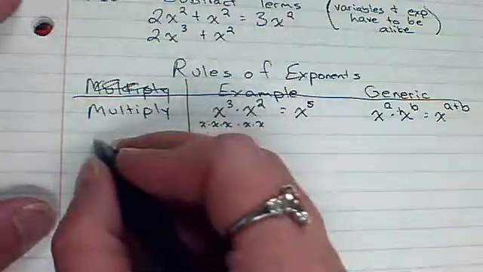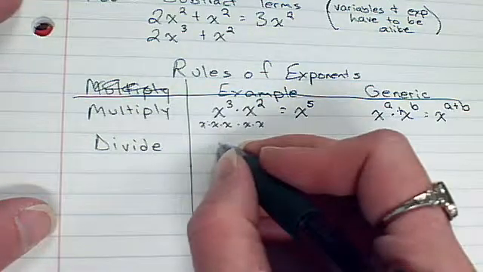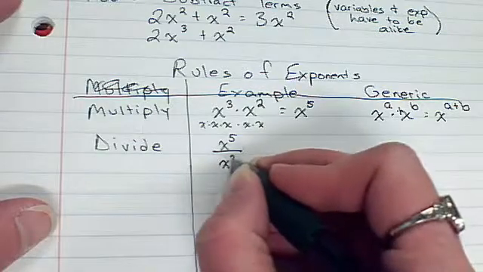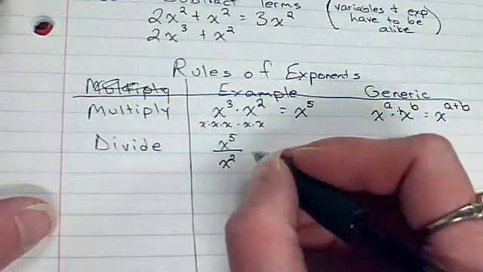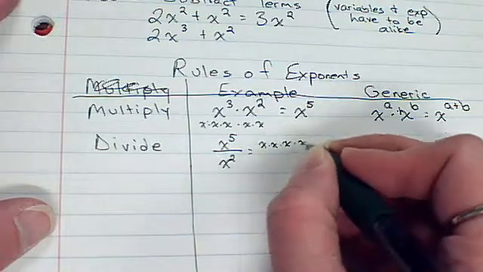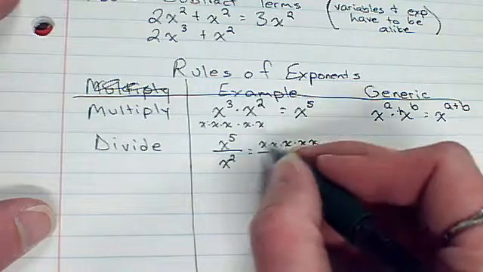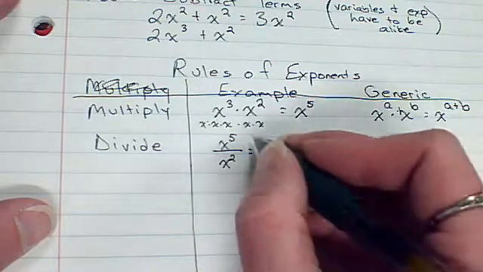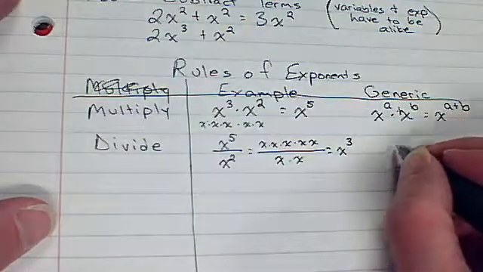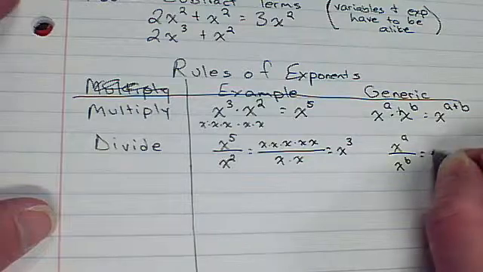Okay. What about divide? Well, gosh, just the opposite. If I have x to the 5th divided by x squared, remember what that really means? That really means x times x times x times x times x divided by x times x. Two sets divide out, so I'm just left with x cubed. The shortcut there would be that we could subtract. That is the rule.